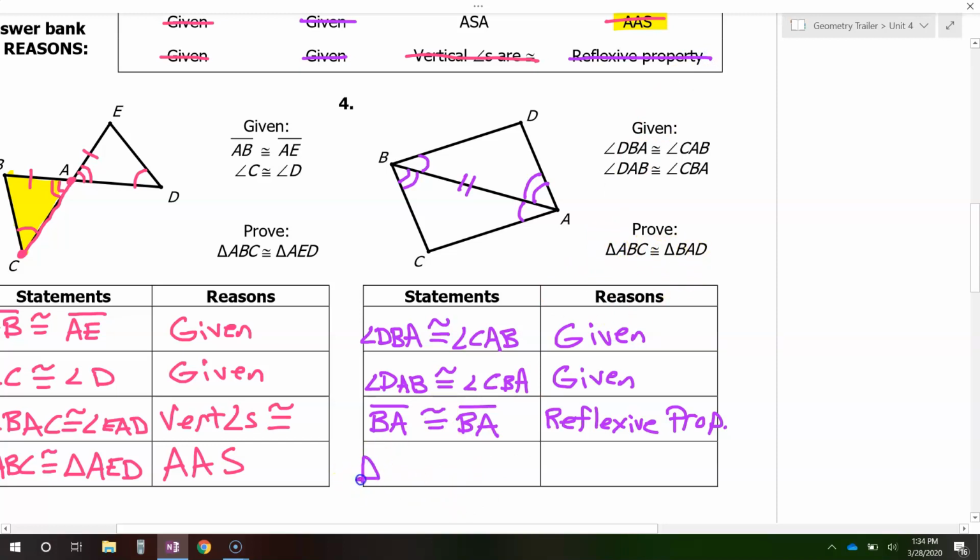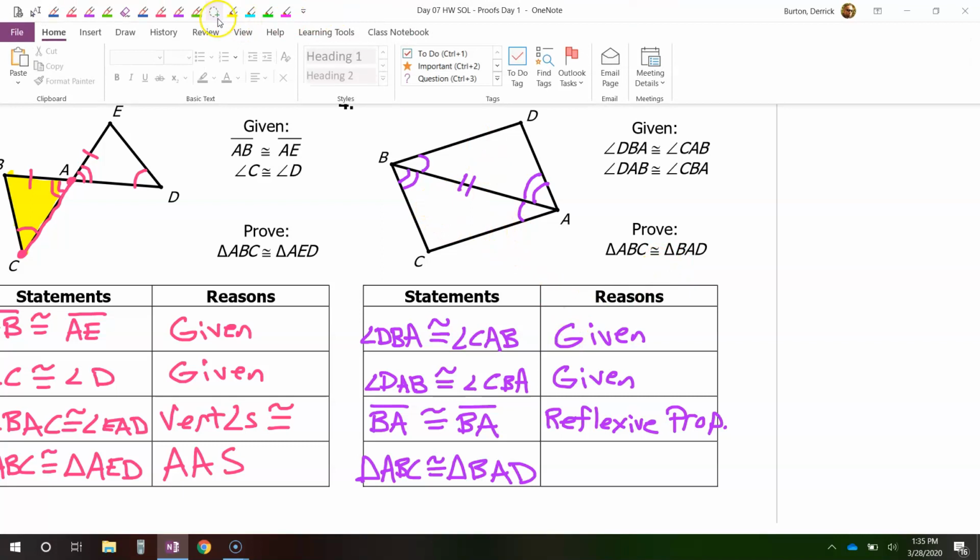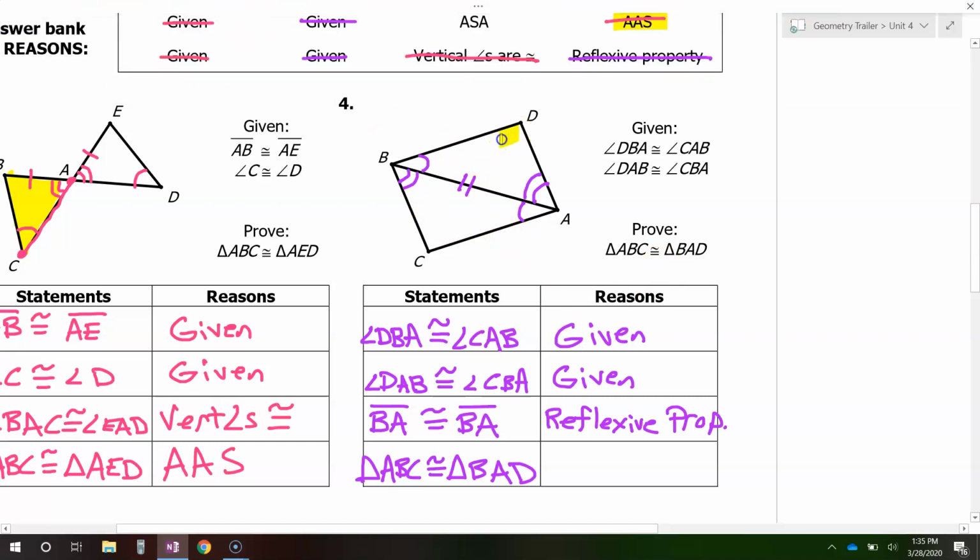We were trying to prove that triangle ABC is congruent to triangle BAD. Okay, do we have enough information for that? Well, let's look at one triangle at a time. So focus your eyes on this triangle for the moment.